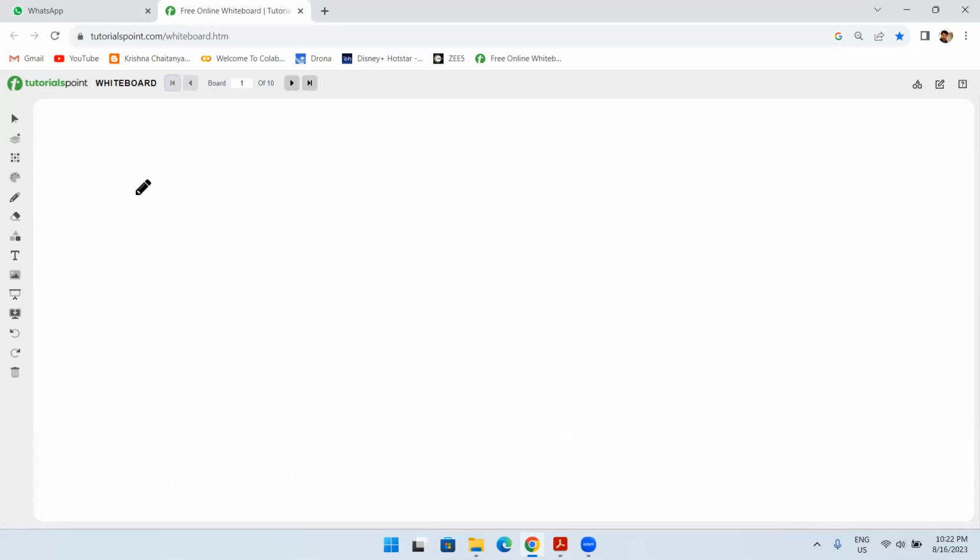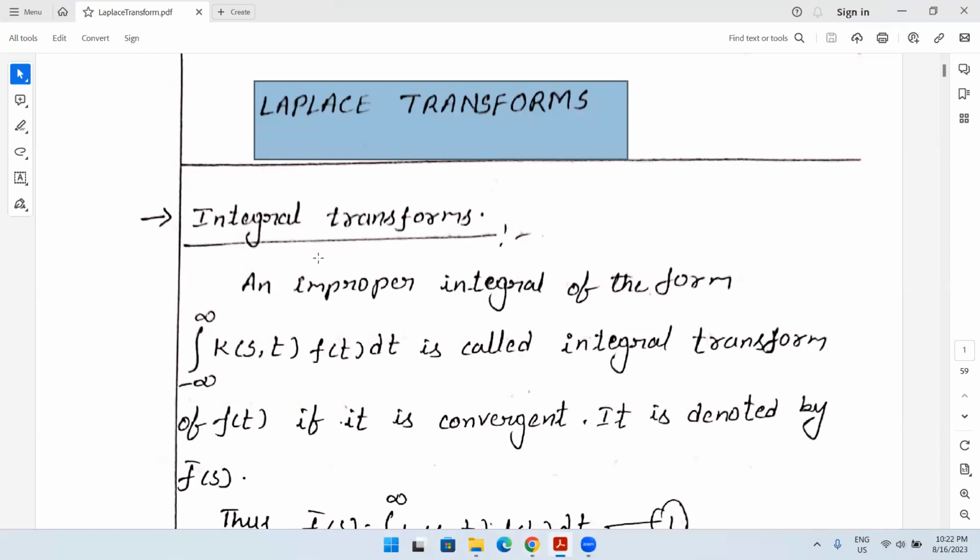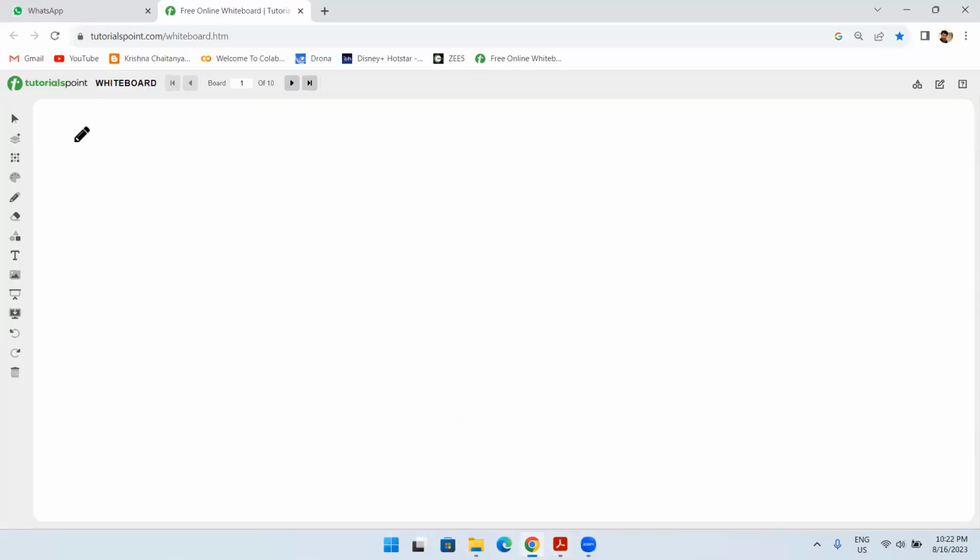Here we shall see the actual definition of Laplace transform. Before learning what is Laplace transform, we must know what is an integral transform. We shall see the definition of integral transform. There are many transforms, not only Laplace transform, like Fourier transform and Z transforms. For all these things, the basic thing is the integral transform.